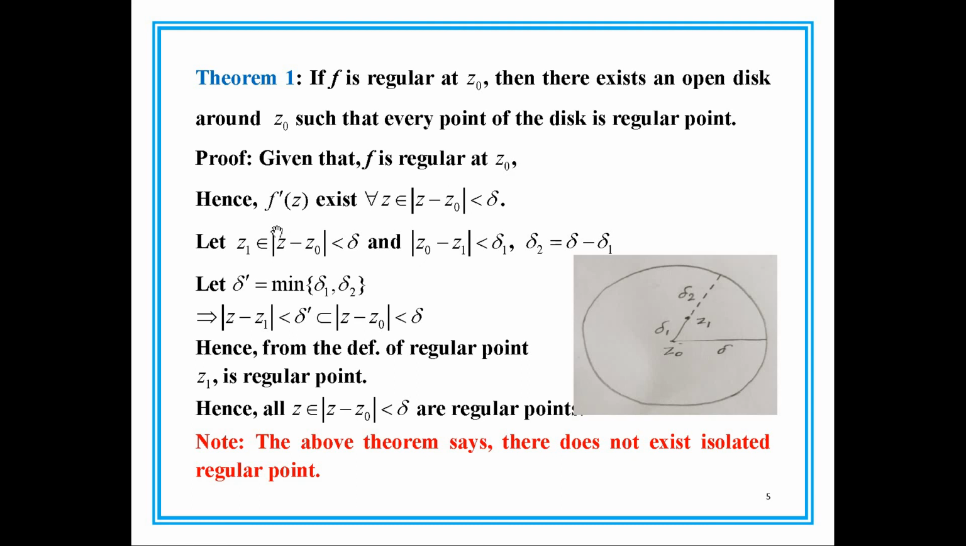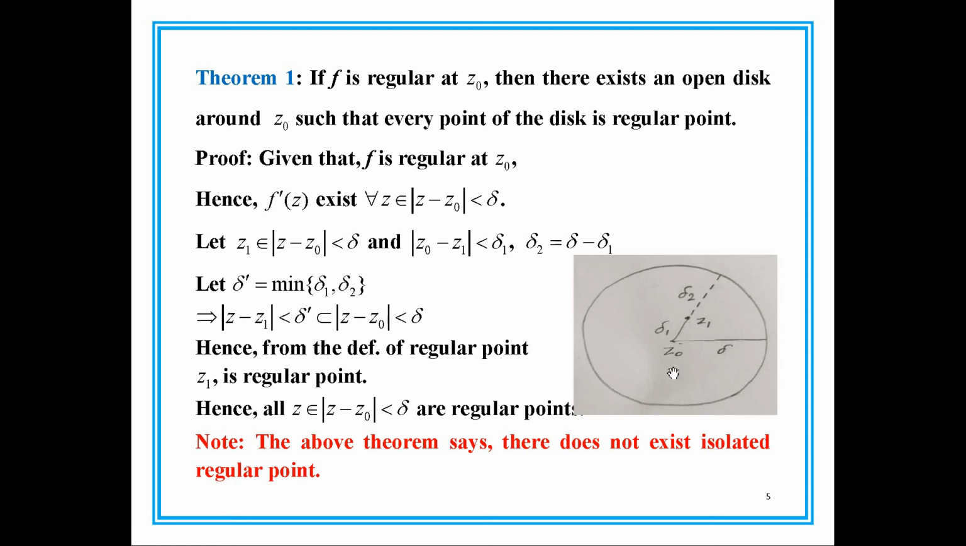Then by the definition of regularity, the derivative of the function will exist for all z belonging to this delta neighborhood of z0, that is, mod of z minus z0 less than delta. Now take one more point, say z1. Let z1 belong to this disk. So modulus of z0 minus z1 is less than delta 1, and let us define delta 2 to be delta minus delta 1. So we have two deltas, delta 1 and delta 2, and from that we choose delta dash to be the minimum of delta 1 and delta 2.